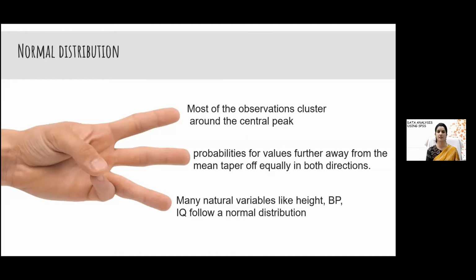It has been seen from experience that whenever we plot the data of many natural variables, most of the observations tend to be around the center, creating a central peak. And the probabilities of the other values tend to lie far apart from that central tendency, or the central mean, and taper in both directions equally.